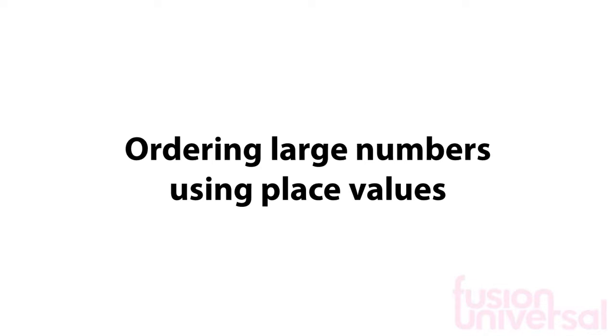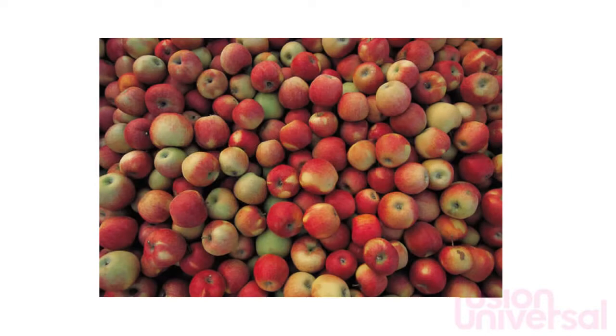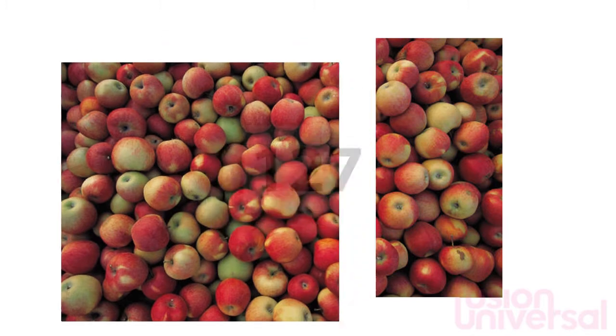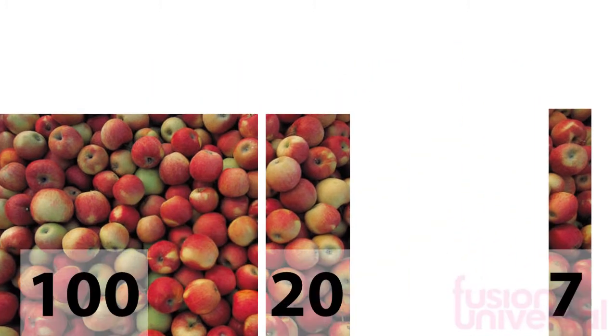In this video, we are going to look at ordering large numbers using place values. Here we have a pile of apples. We count them and there are 127. We can split it up in the following way: 100 plus 20 plus 7.